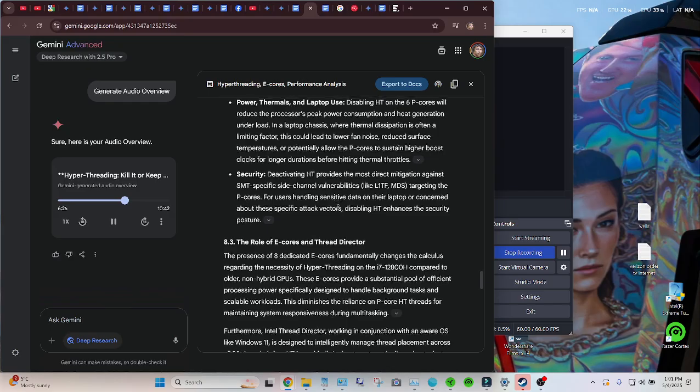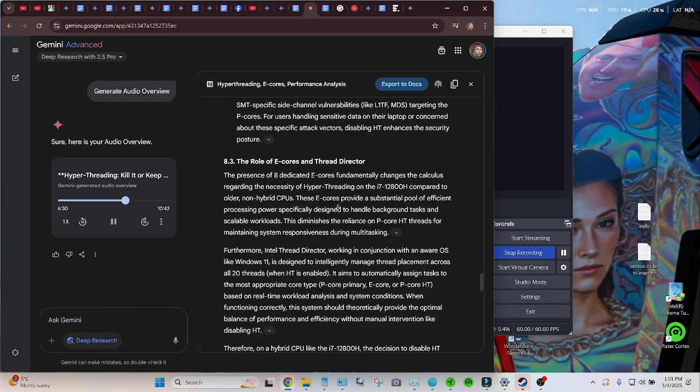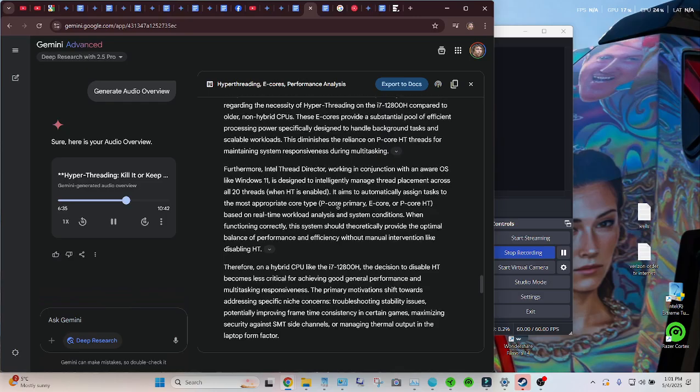Okay, one more big angle. Security. Right. Because HT involves sharing core resources between threads, it inherently creates potential side channels. How does that work?